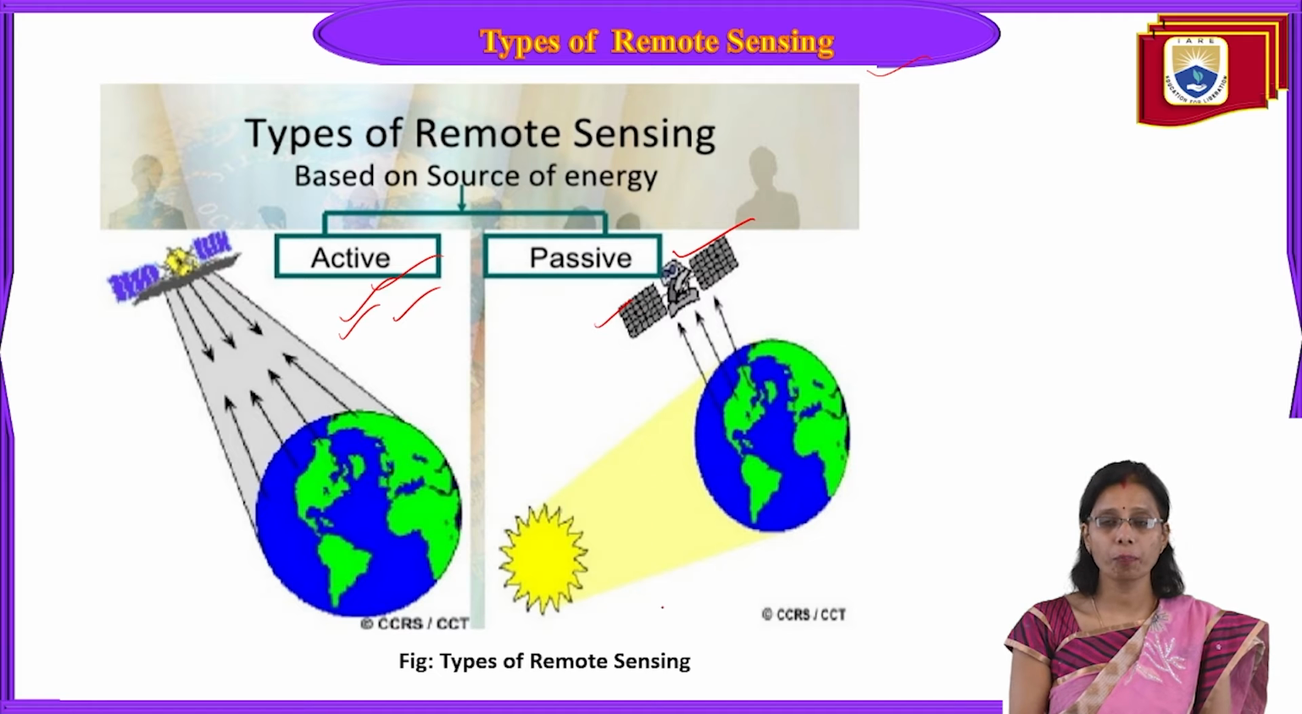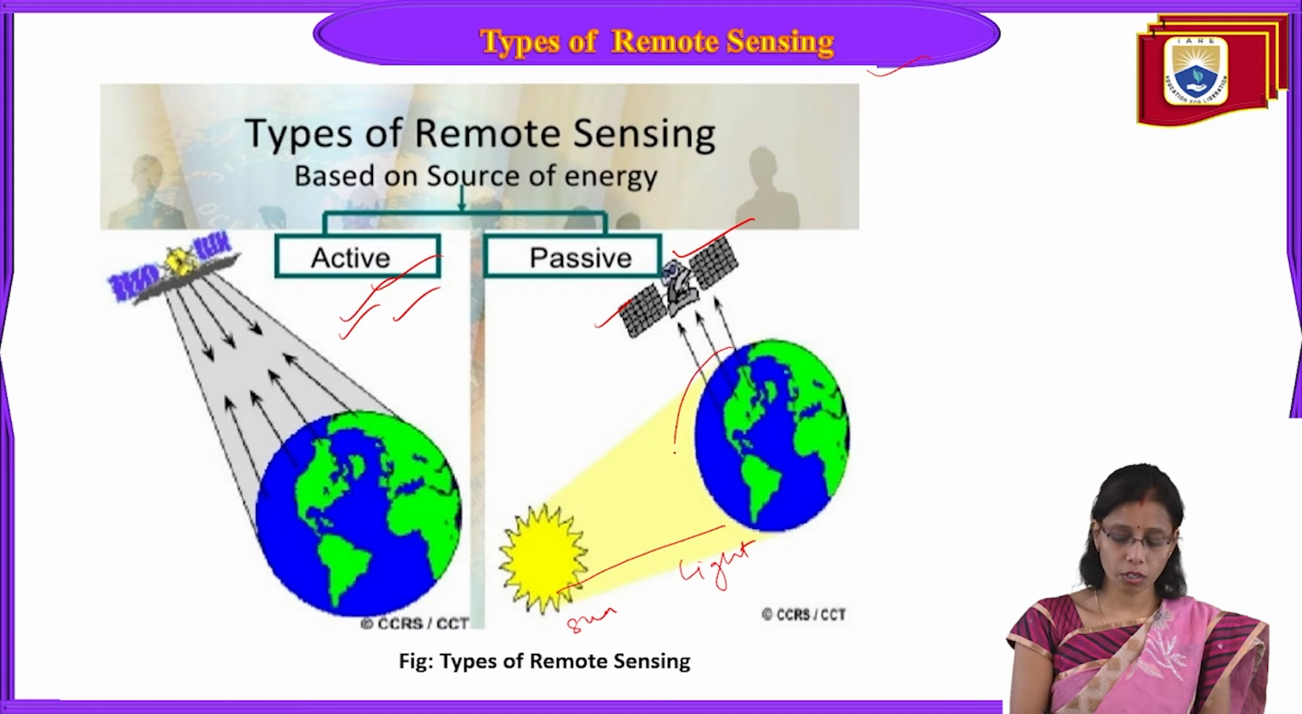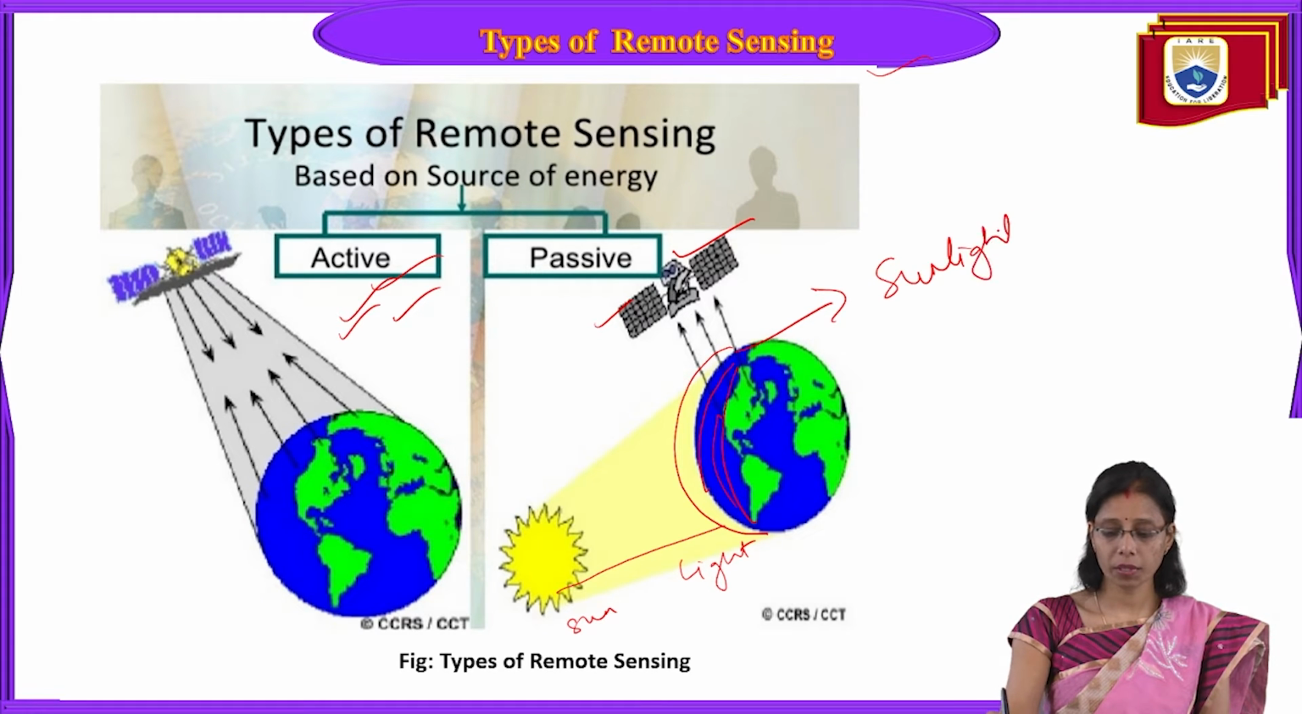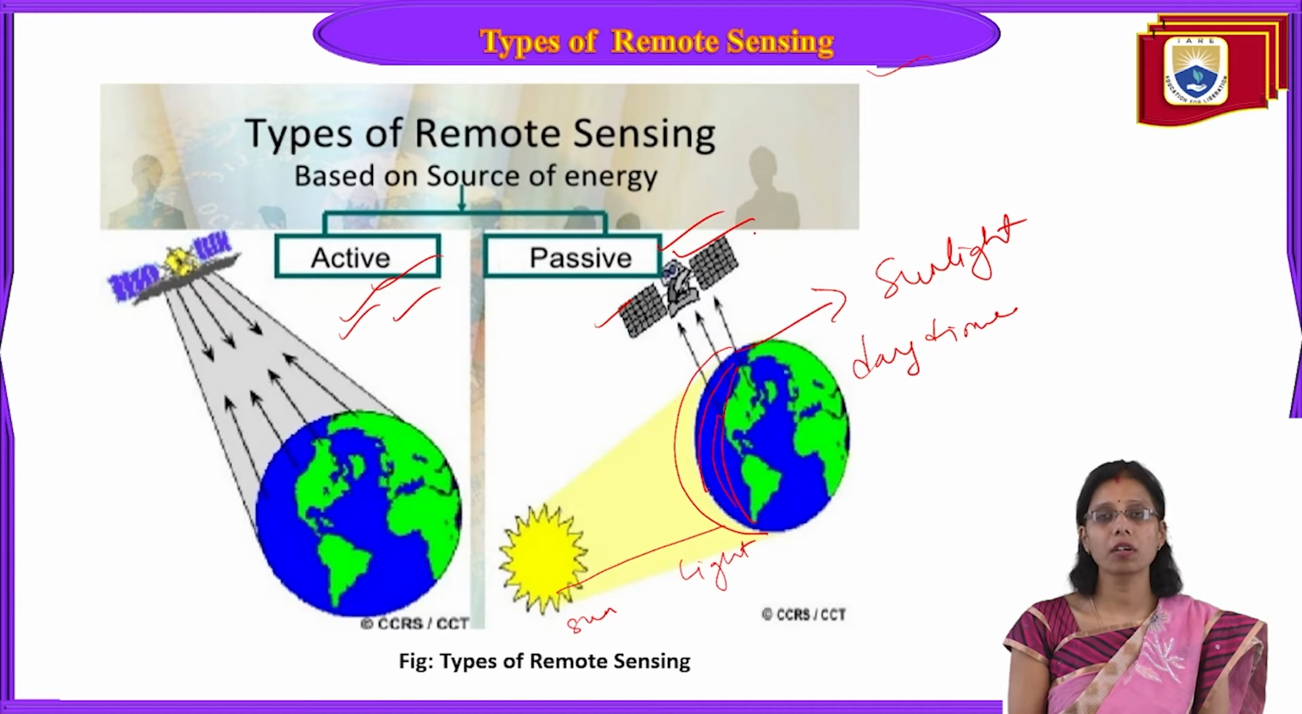When we talk about passive, you can see there is a sun here. The sun will be providing the light to the ground, and once it provides the light, this portion of the earth is getting the light here. Now it will capture this portion of the earth surface wherever the light is available. So this totally depends on the sunlight. Whenever it is daytime, passive remote sensing is accessible, or it will work.